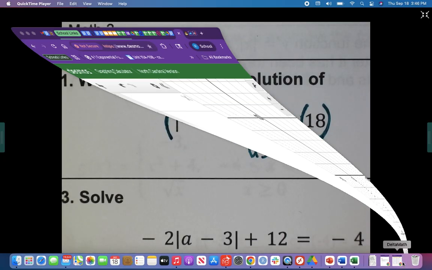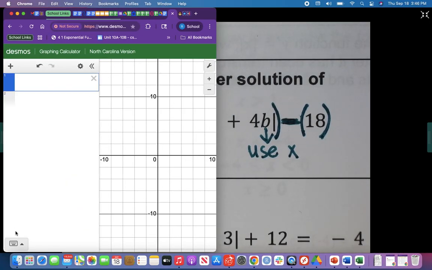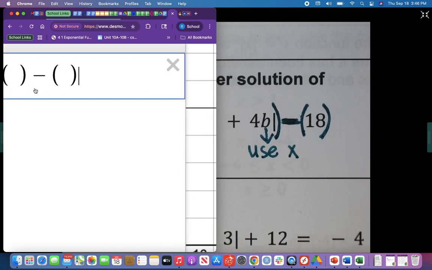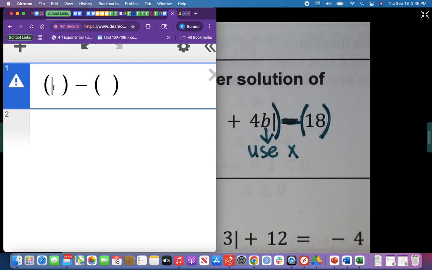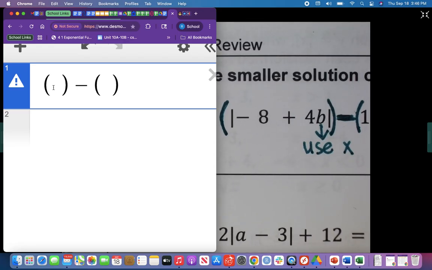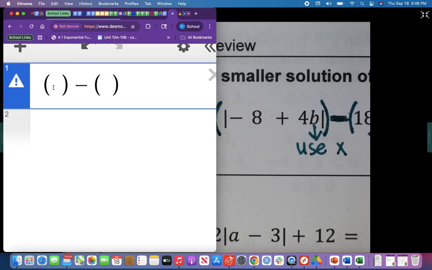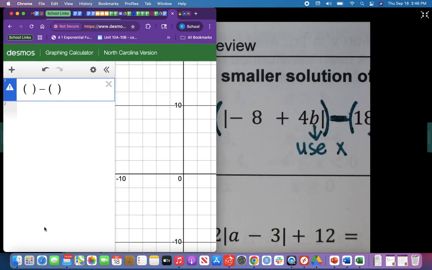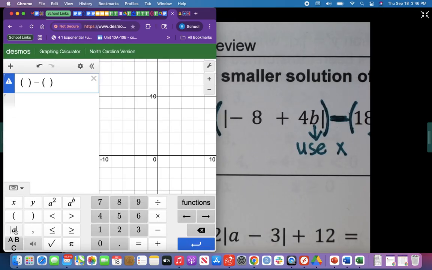So let me pull up Desmos. All right, so then remember, to get absolute value, you click on the keyboard. So parentheses minus parentheses, remember that's the first thing you should always type in. And then you fill it in with whatever the equation is. So absolute value of negative 8 plus 4x. And then on the right side, I've got 18.